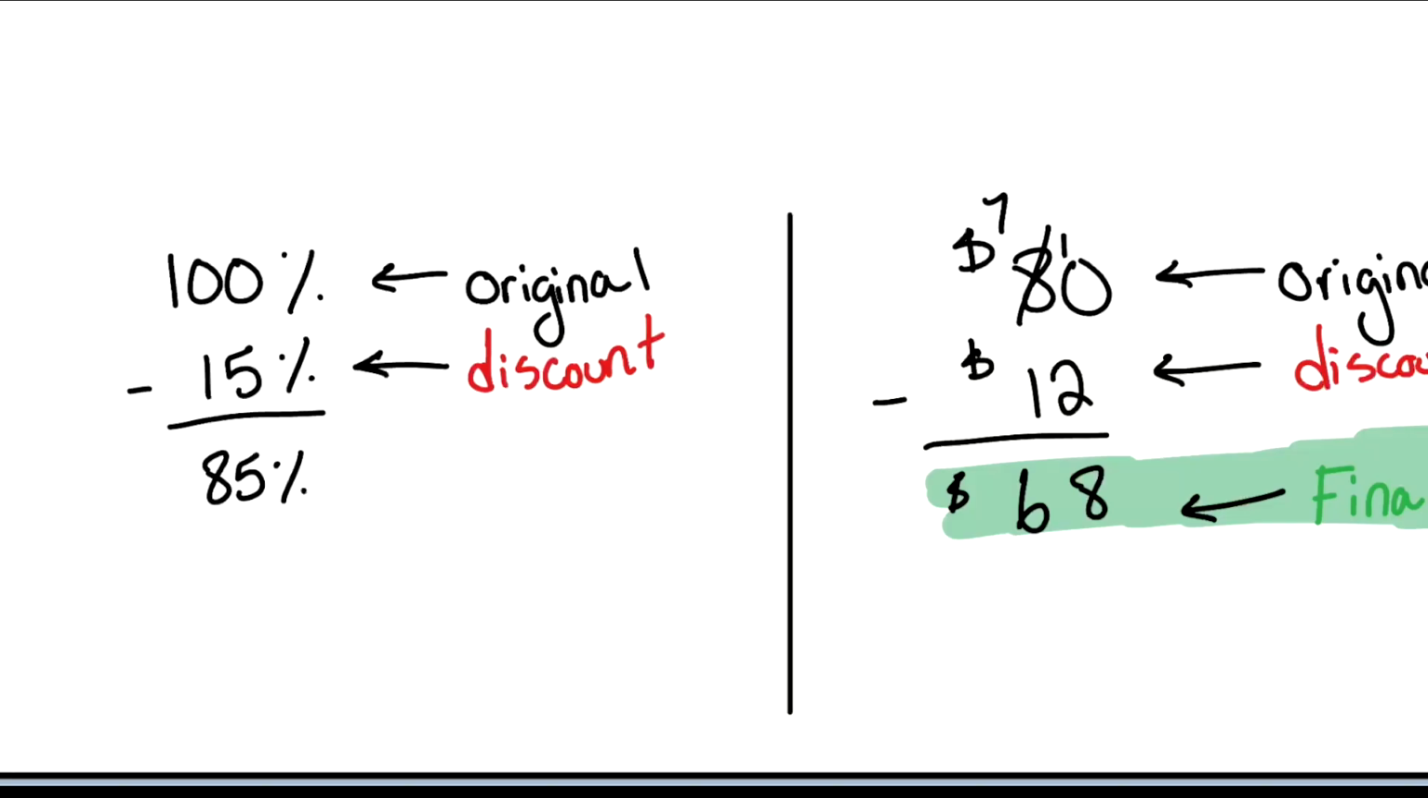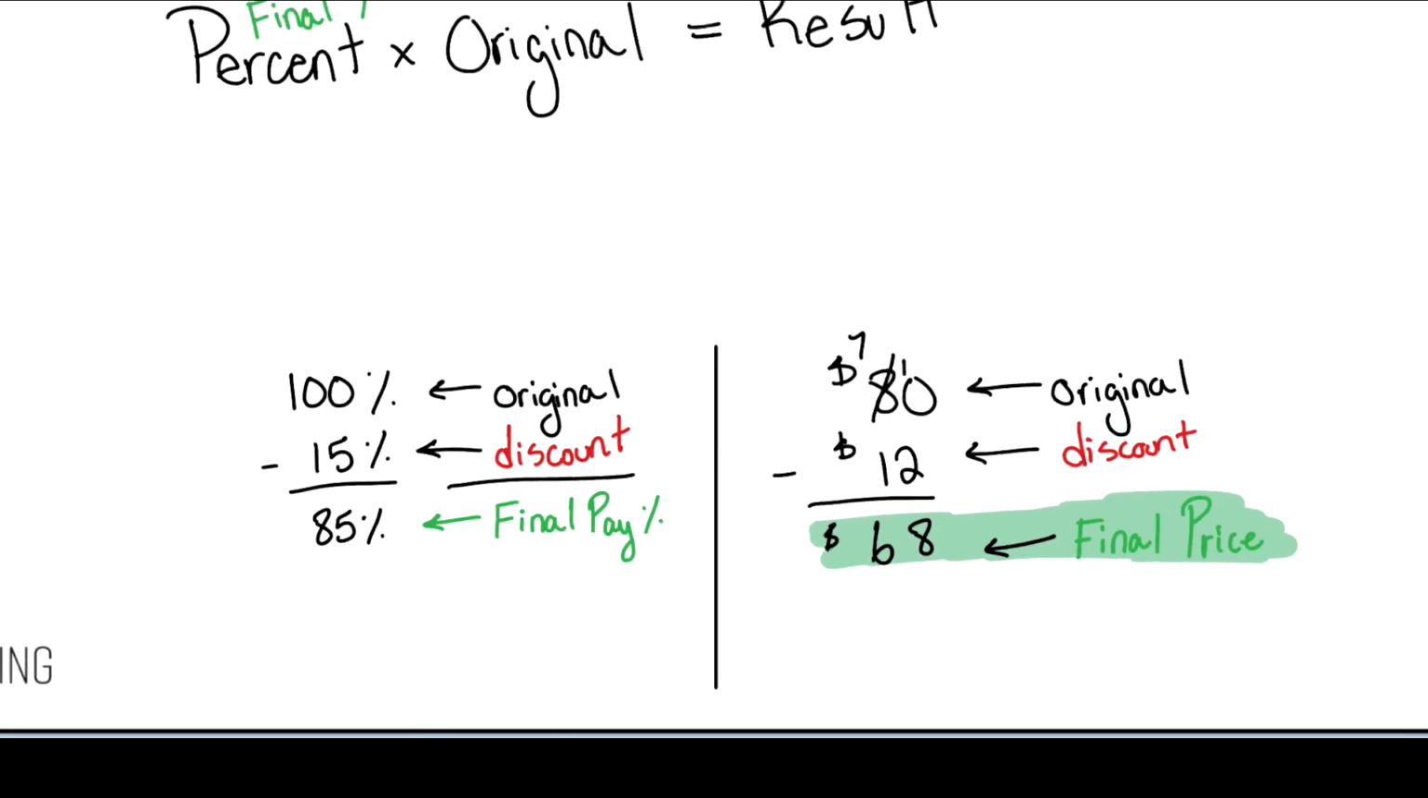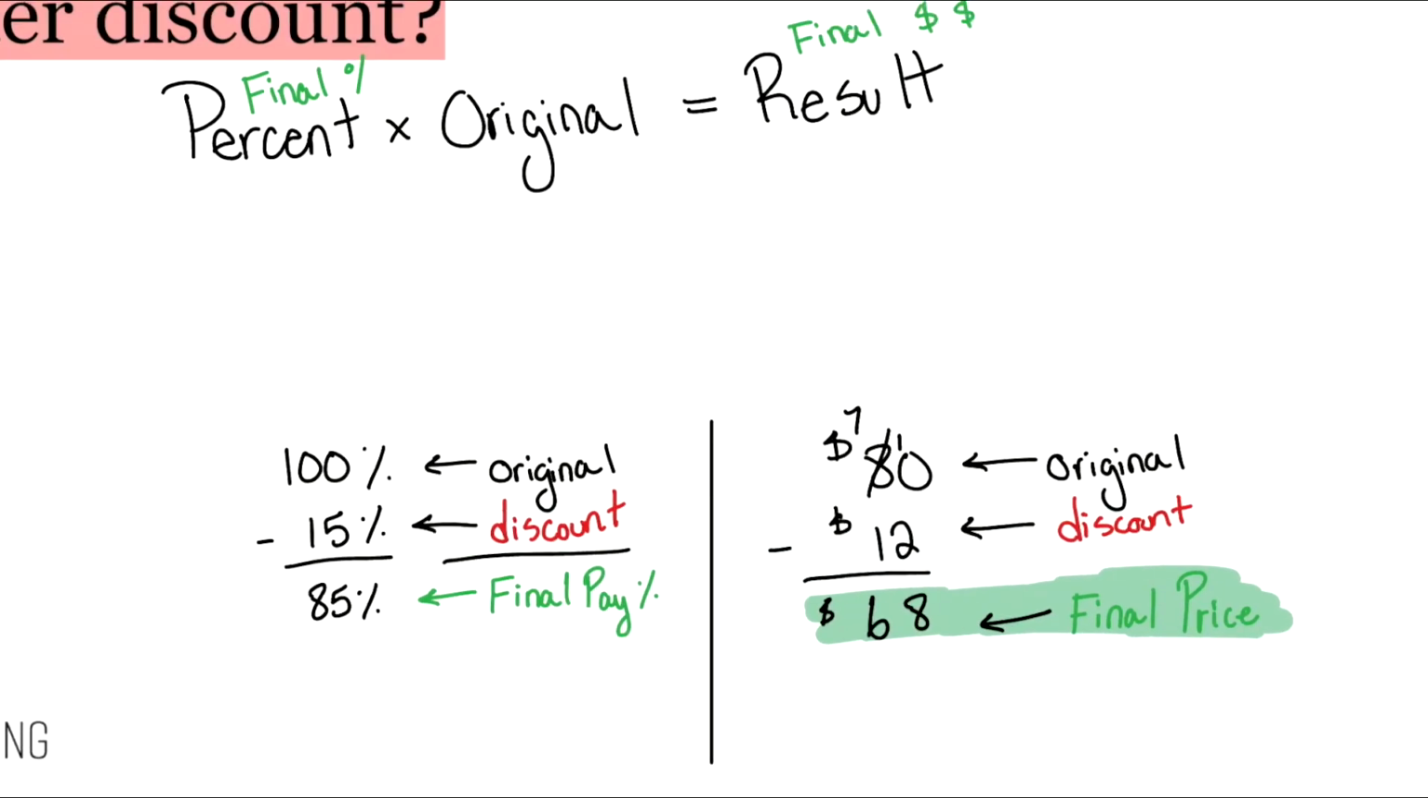And so think about it. If you have the original amount, you take away what's discounted, well, what you get at the end, everybody, is going to be your final percent. This is how much you'll pay, but in the form of a percentage. And so, okay, we just did a quick subtraction. We have 85%. How's that going to help us? This will help us get the final answer, again, in one shot. Look at this.